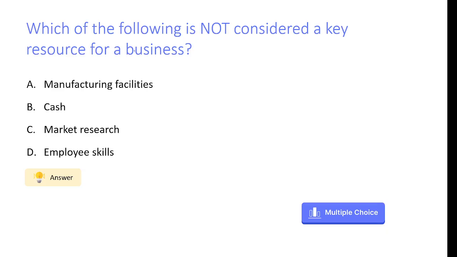Which of the following is not considered a key resource for our business? Manufacturing facilities, cash, market research, employee skills. So which one is not considered a key resource for a business? Which one? C is the correct answer. Market research is not a key resource.